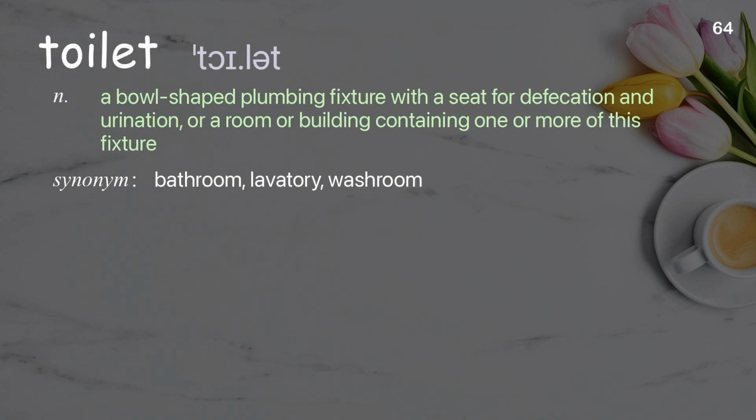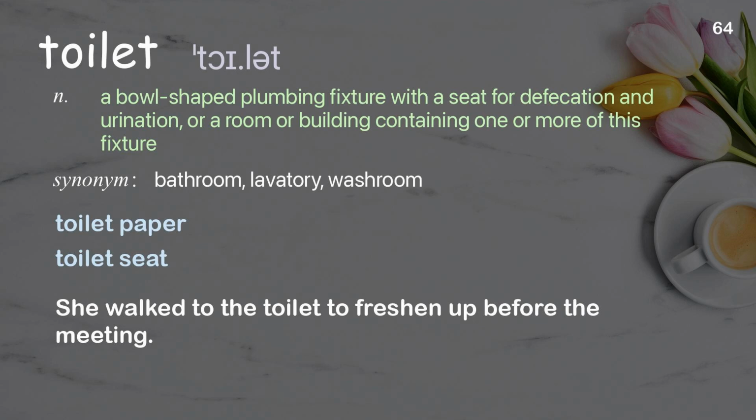Toilet. A bowl-shaped plumbing fixture with a seat for defecation and urination, or a room or building containing one or more of this fixture. Examples: Toilet paper. Toilet seat. She walked to the toilet to freshen up before the meeting.